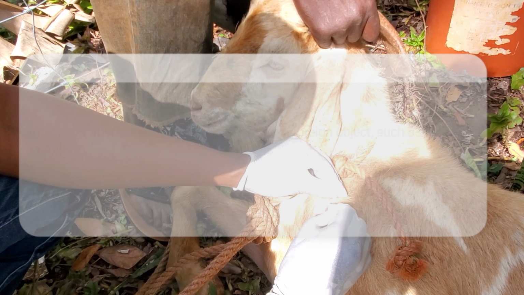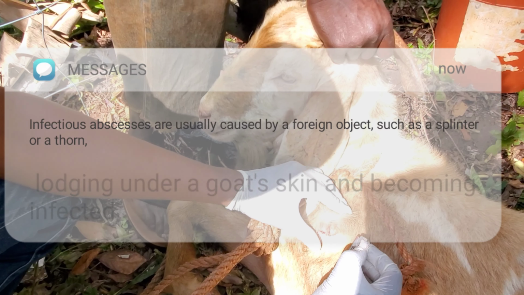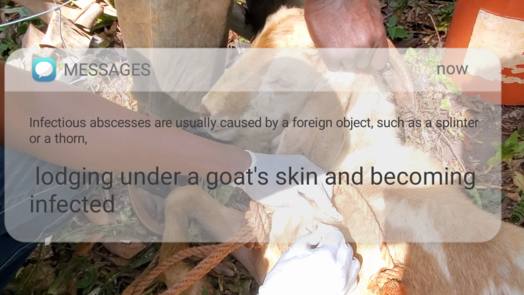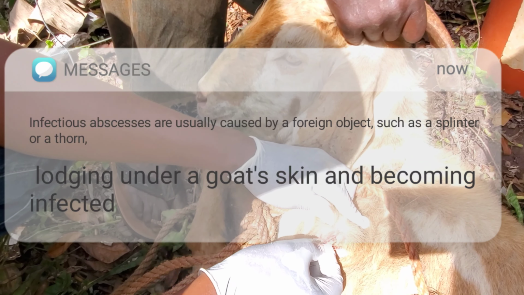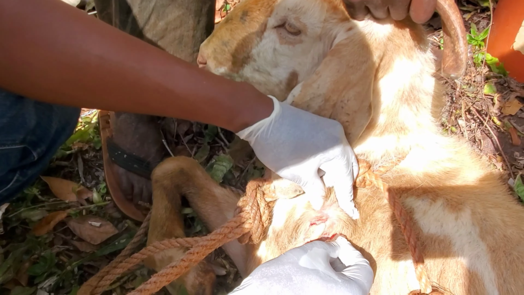So what is the common cause of this abscess? It's actually caused by a foreign object, like a splinter or thorn, that gets lodged in the goat's skin and it becomes infected. And the body's mechanism to protect it from the infection is to create this large mass, a protective lump around it.